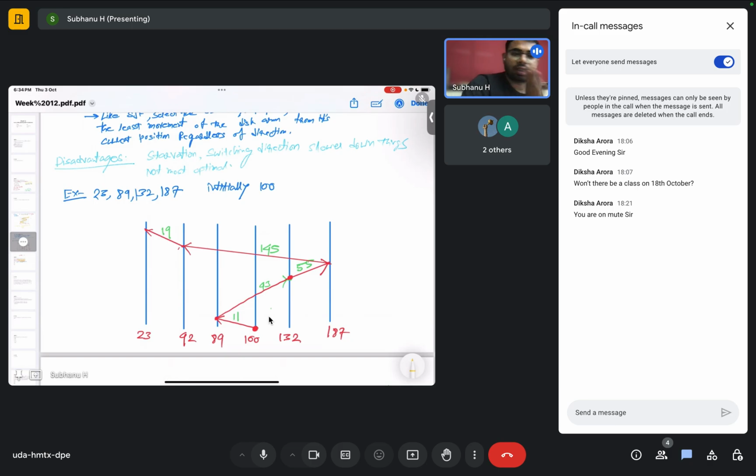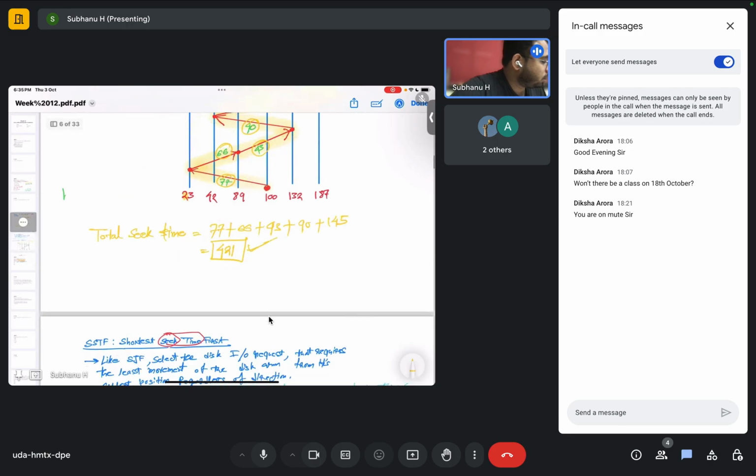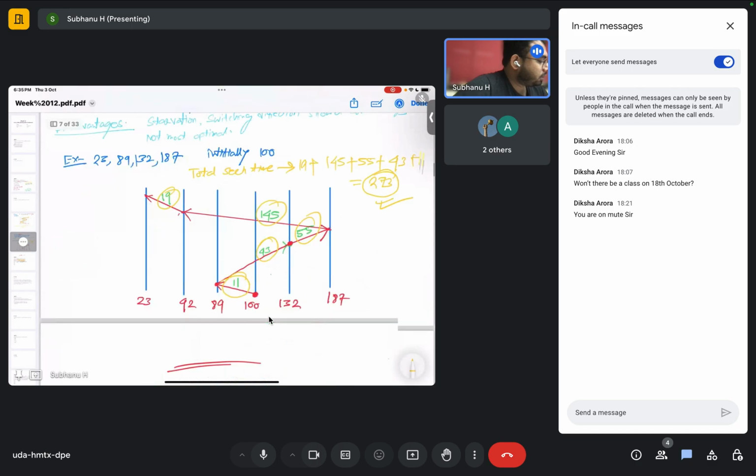If you don't understand, please write in the chat box, or you can unmute yourself and say. So the total seek time will be 19 plus 145 plus 55 plus 43 plus 11, which is 273. You can see that in FCFS we took 421, but here we took 273. Got it? So these are the algorithms. Please try to solve this question now.